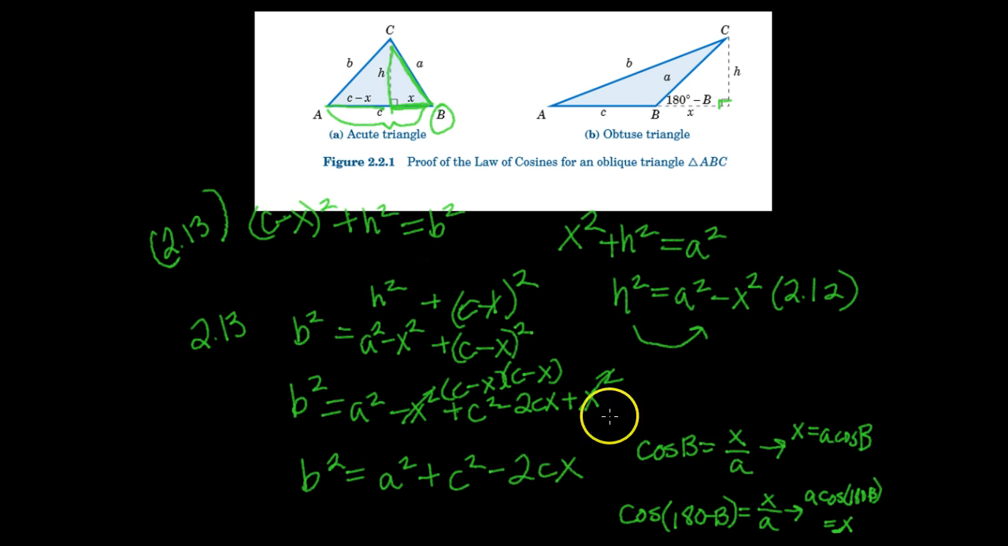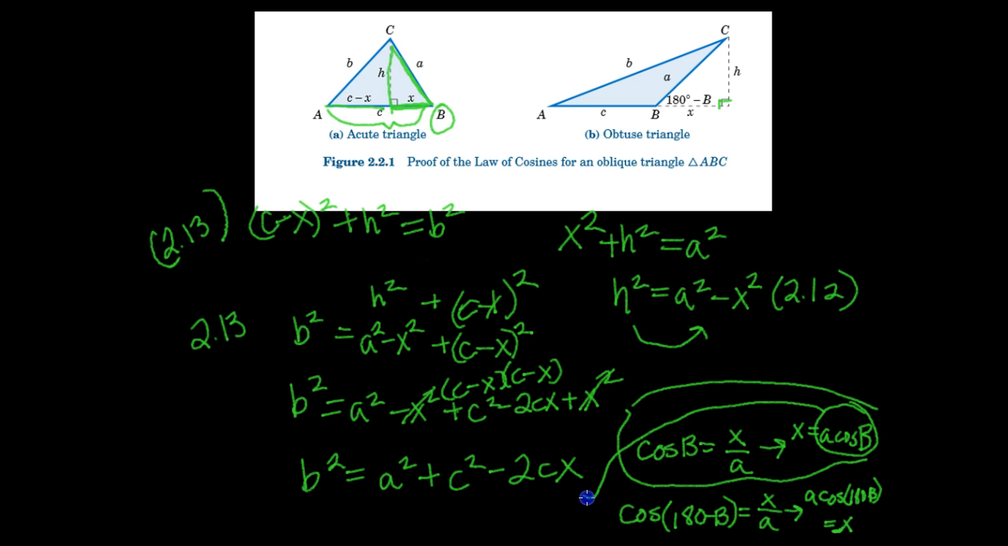So for the case of the acute triangle, because remember this is for the acute triangle here, we know that x is equal to a cosine b. So I'm going to substitute that into this equation for x. So now I have the law of cosines for one of the sides, b squared, and one of the angles, equal to a squared plus c squared minus 2ac cosine b.